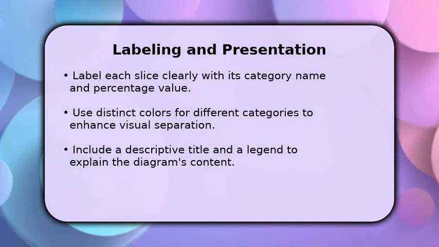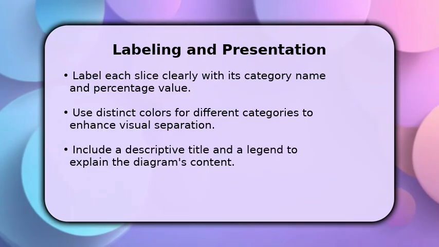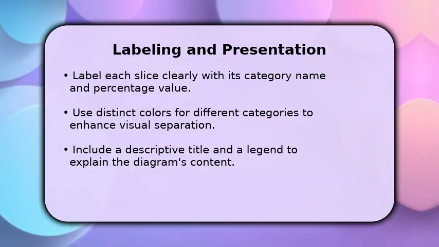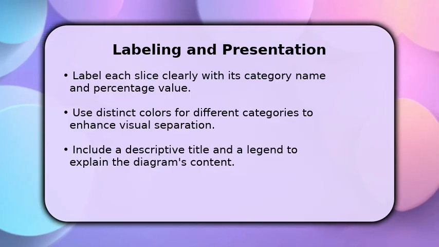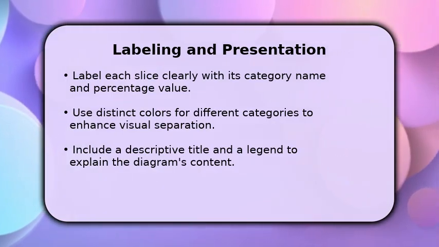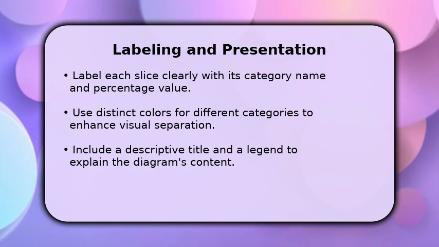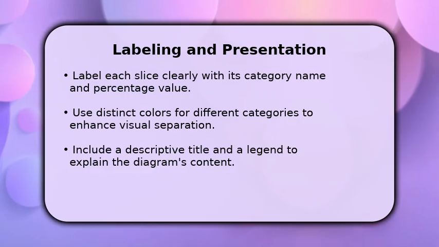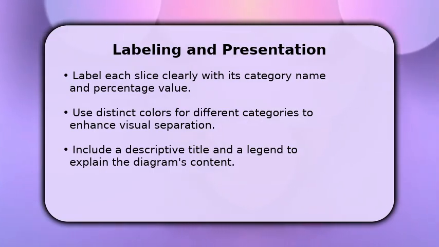Finally, effective labeling and presentation make your pie diagram understandable. Label each slice directly with its category and its percentage. Use different, contrasting colors for each segment to improve readability and visual appeal. Always include a clear, concise title that describes the diagram's purpose. A legend is also helpful to clarify what each color represents, ensuring your audience can easily interpret the information.